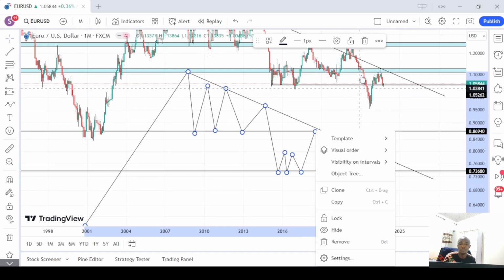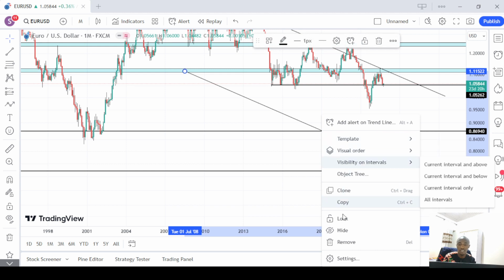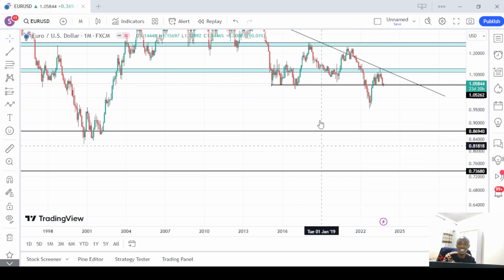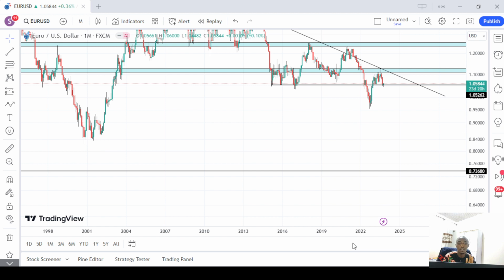So this is the structure of EU on the monthly time frame. I can get rid of this. On the monthly time frame, you can see it's as easy as that. The market structure is as easy as that. So that's the market structure on the monthly time frame.